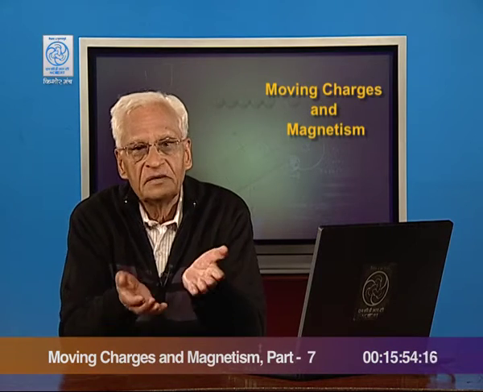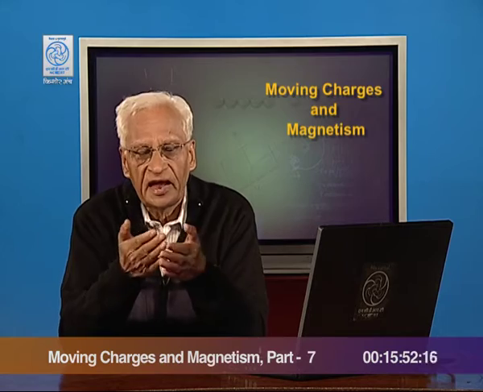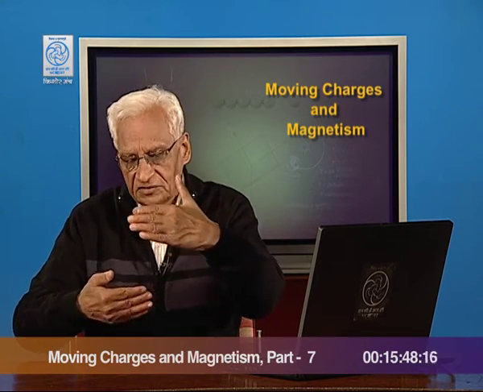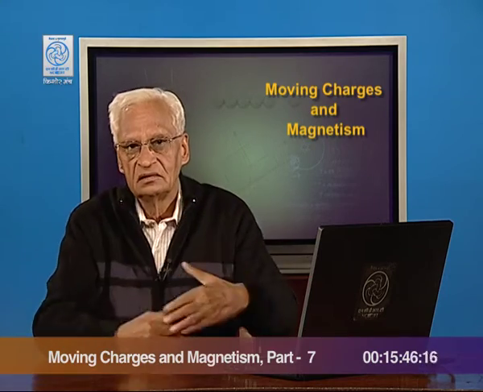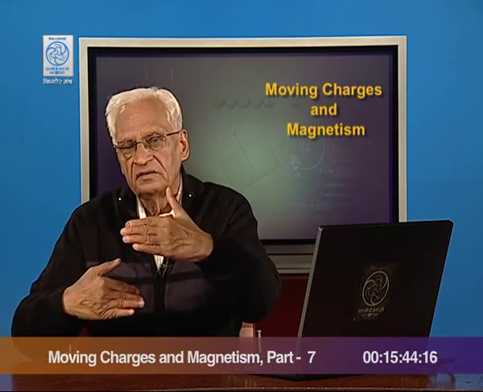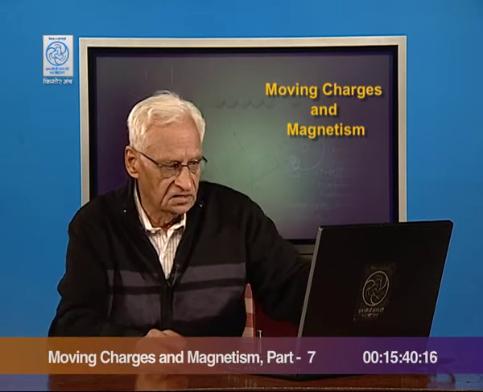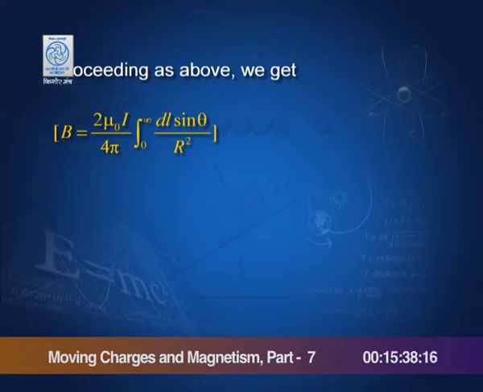Let us modify the same problem. Now, we have a wire which is of length 2L, that is from minus L to L. Earlier we had a wire which was from minus infinity to plus infinity, that is the difference. The rest remains the same. Therefore, we get the expression B equal to mu 0 I by 4 pi integral from minus L to L dl sin theta by R squared.